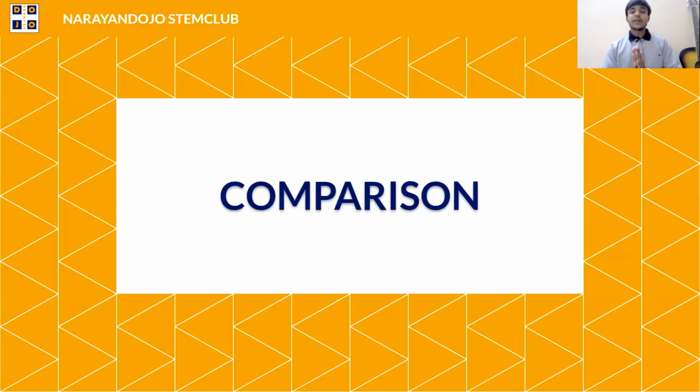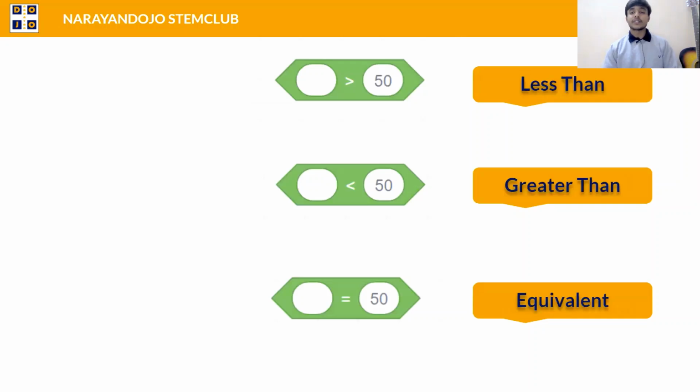The next block is comparison, and you can also find this block under the operator section. There are 3 types of comparison blocks available in the Scratch editor. The first one is greater than, the next one is less than, and the last one is equals.